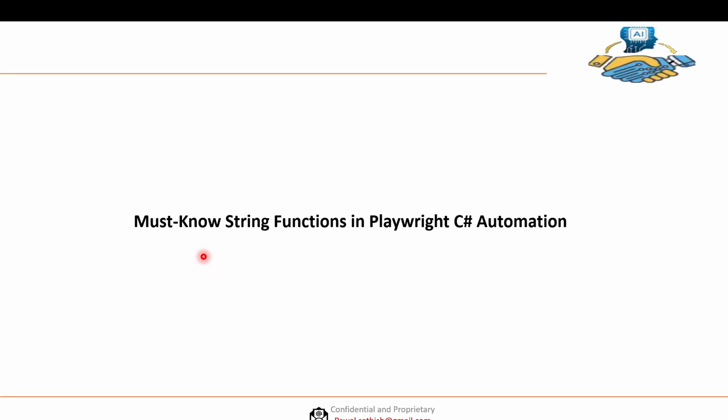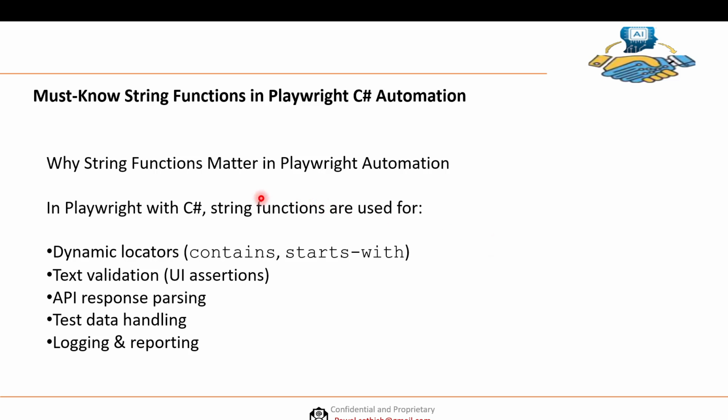In today's session, we'll see the most used string functions in Playwright with C Sharp in automation. Before we start, first we'll understand why string functions matter in Playwright automation. Basically, we use string functions in Playwright for dynamic locators, text validation or UI assertions, and API response parsing. We also use string functions when handling test data, and for logging and reporting purposes.